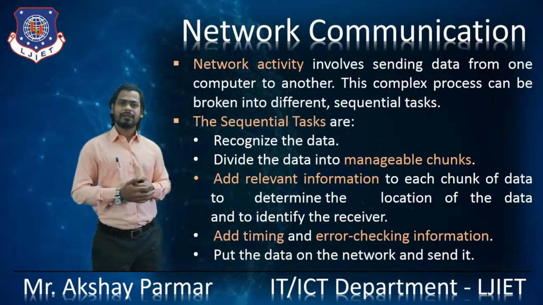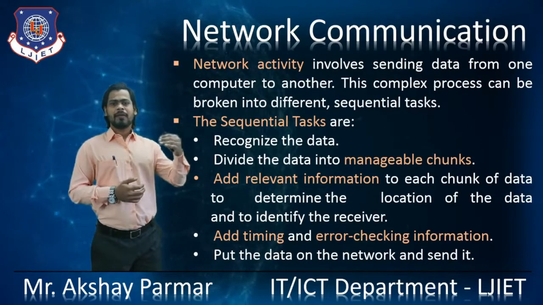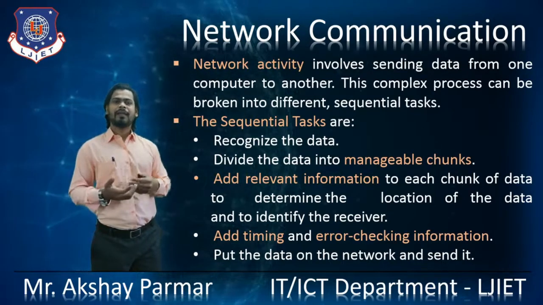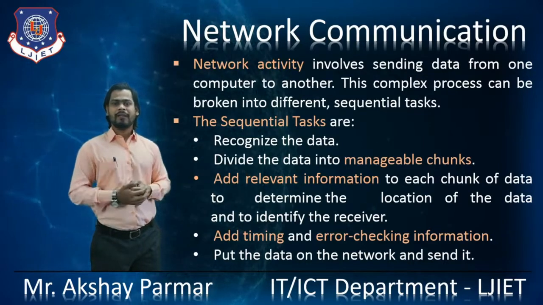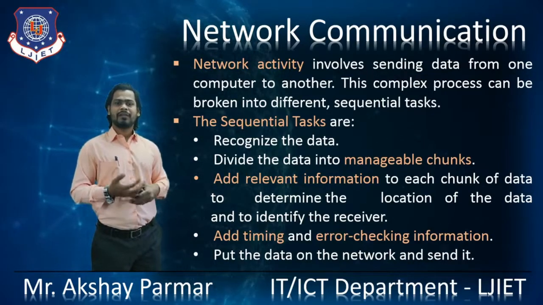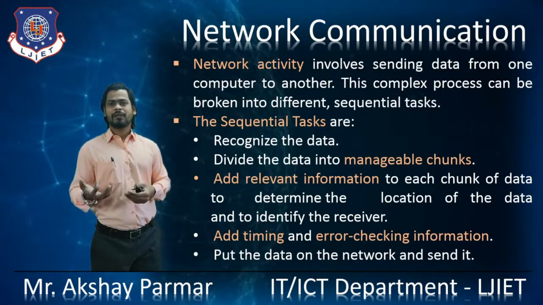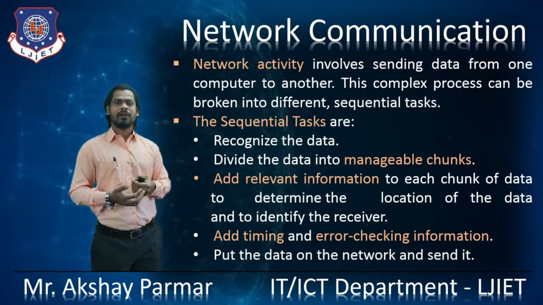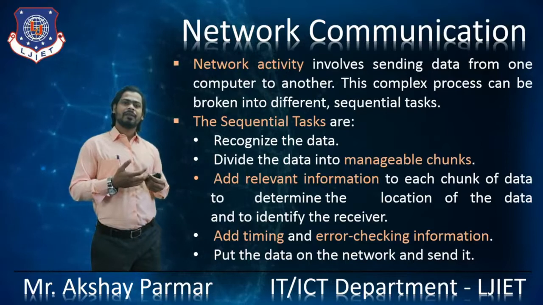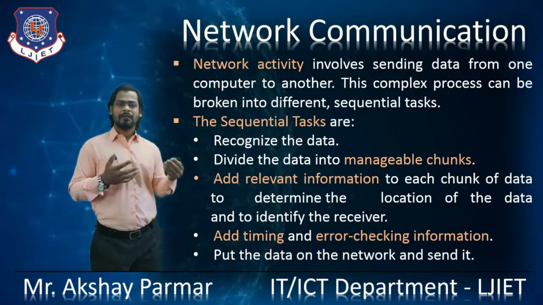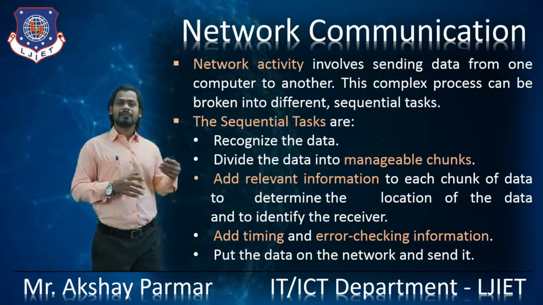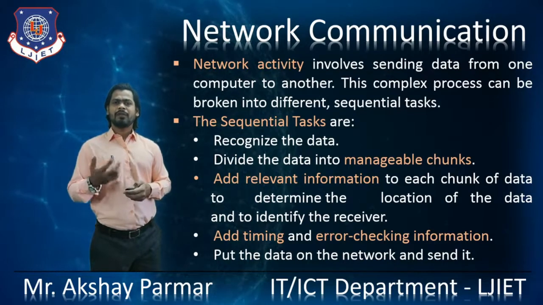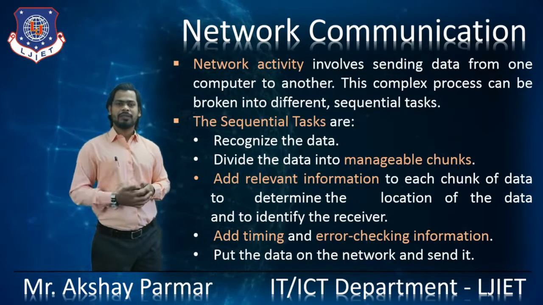After reaching the receiver's location, the reverse process happens. It reads the timing and the error checking information, and we identify the sequence of the manageable chunks. After that, we check the sender's location and the receiver's location: is it sent to us or not? After that, we see the chunk ID information, and by that we can arrange the chunks into one data. So this is how the background process of sending data from sender to receiver works.